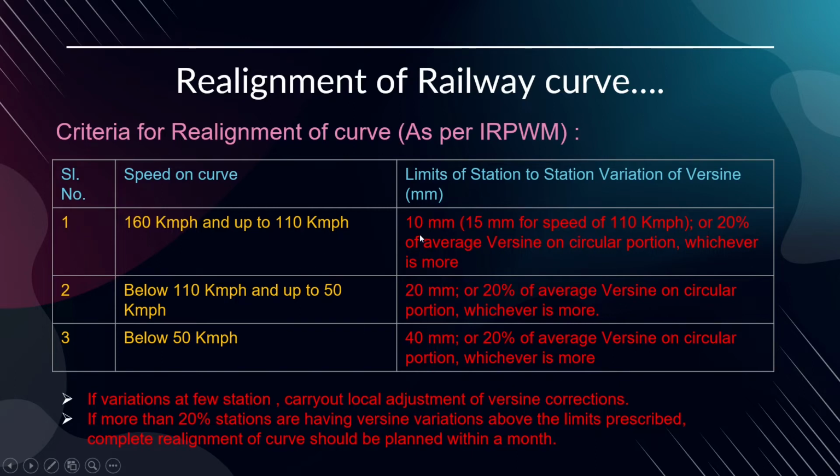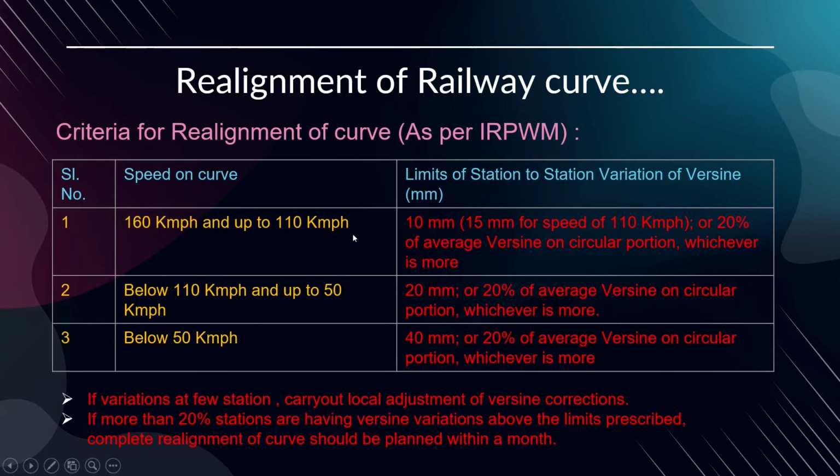If it is only at a few stations, normally we can go for local adjustment. Only at the particular stations, some stations here, 5 stations this side, 5 stations that side, we can correct by local adjustment. Suppose the variation is more, that means more than 20% of stations have versine variation above the prescribed limits, then we have to go for complete realignment of the curve. This is the stipulation given in the Railway Permanent Way Manual. You are supposed to follow that.